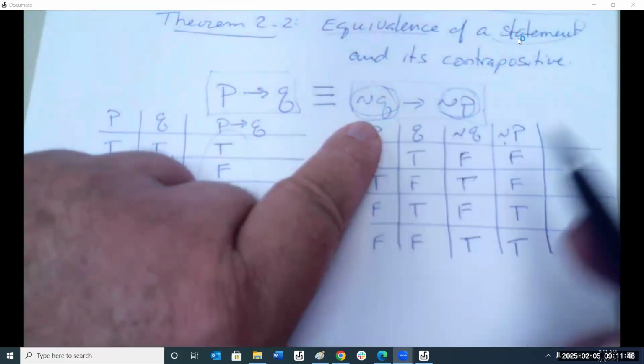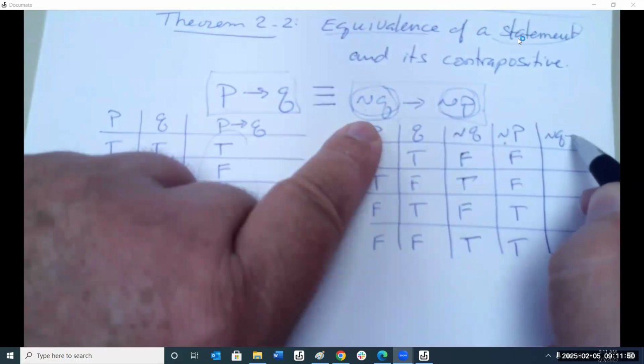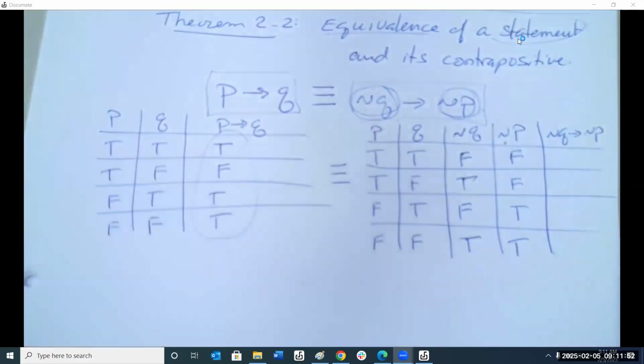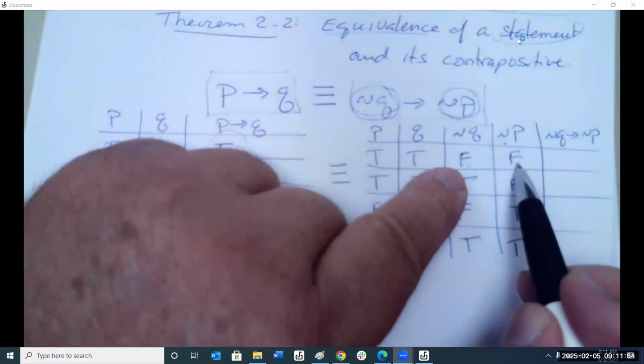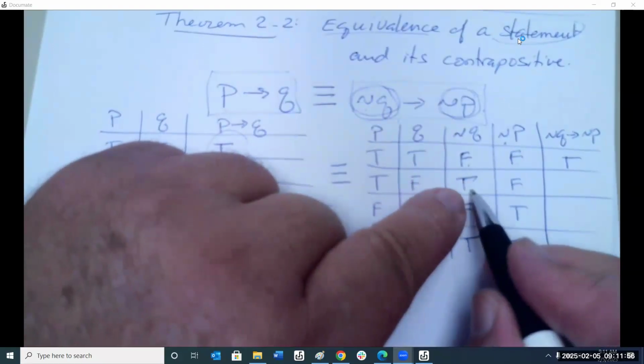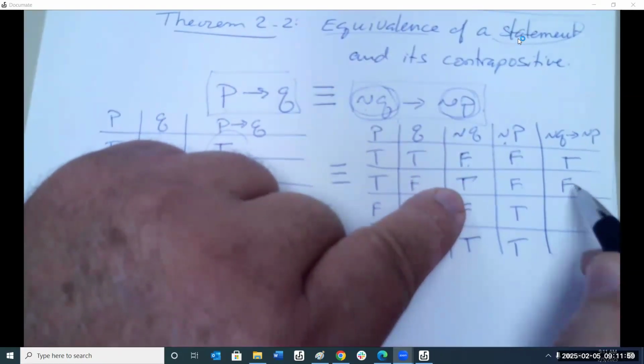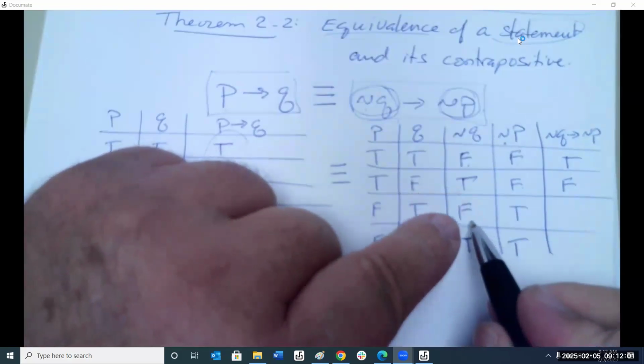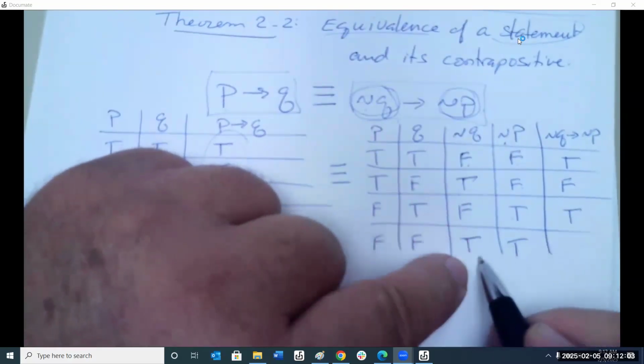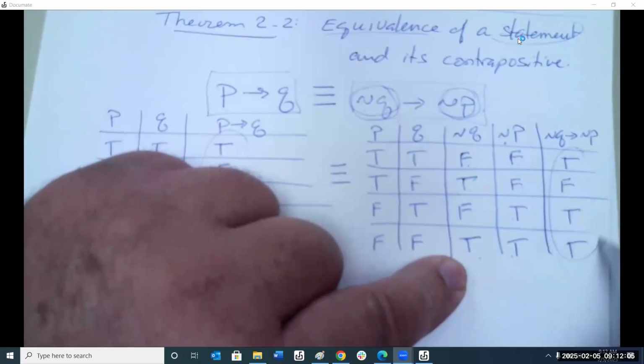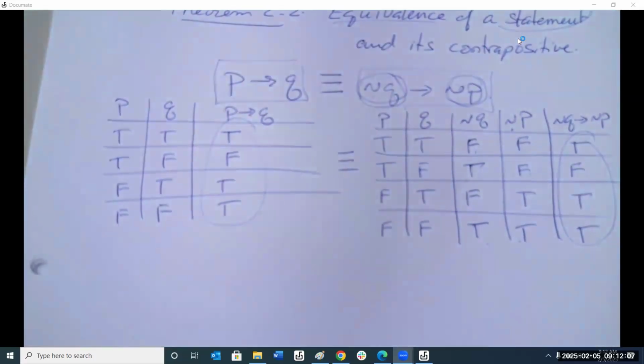Now we can put these two together. If not Q, then not P. F and F, true. T and F, false. F and T, T, T and T. So this and this are identical. So it's logically equivalent.